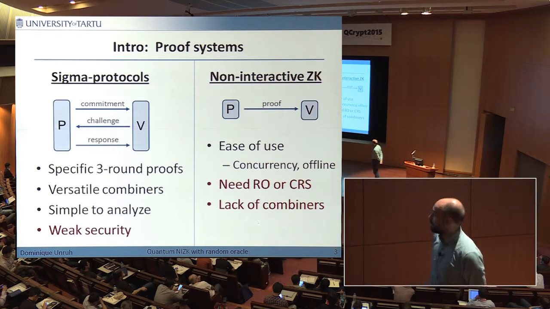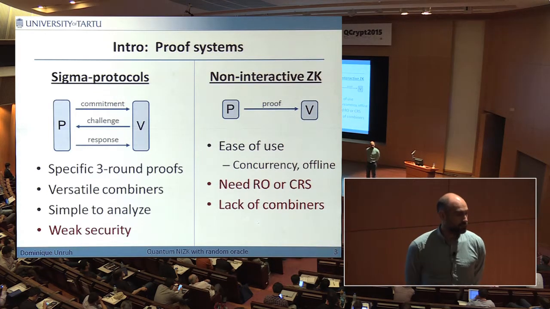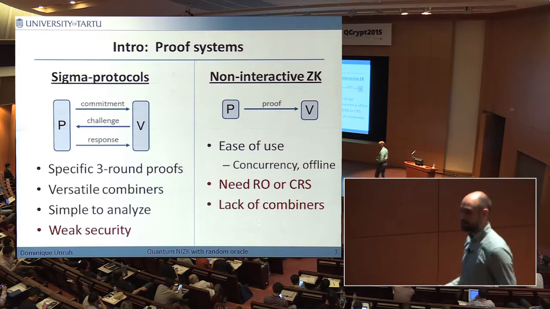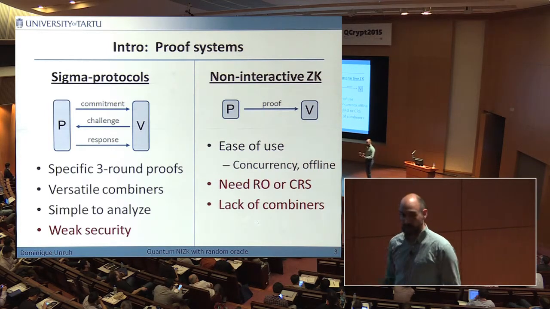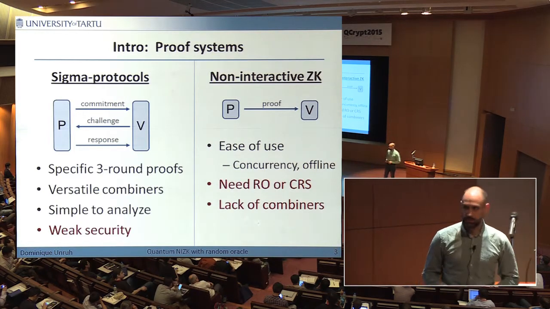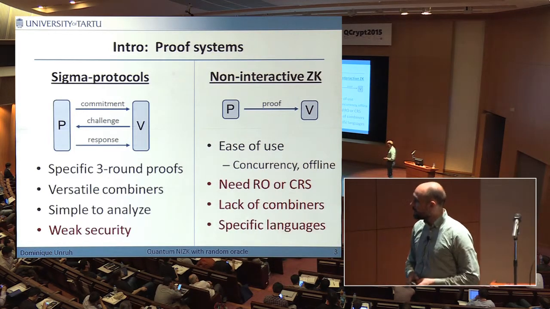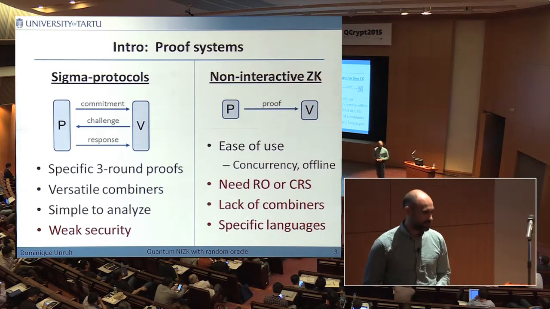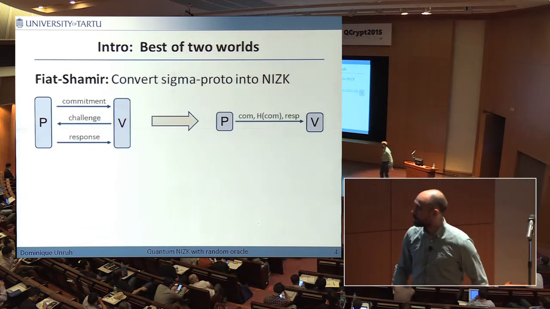The second disadvantage of non-interactive zero knowledge is the lack of nice combiners. You can't just, in a general way, take two non-interactive zero-knowledge proofs and make a new non-interactive zero-knowledge proof out of them for the OR of the two statements. And it's more restricted in the set of languages it covers, so it's not as easy to build them.